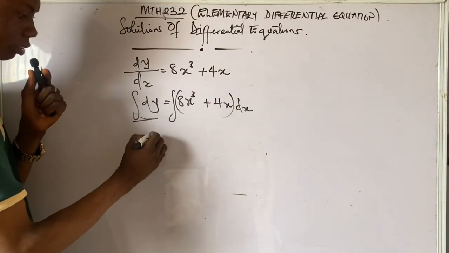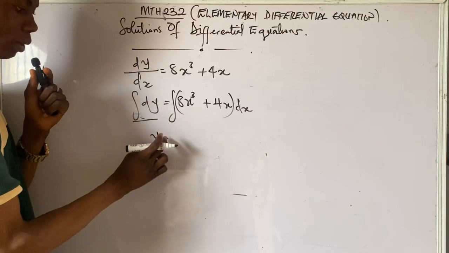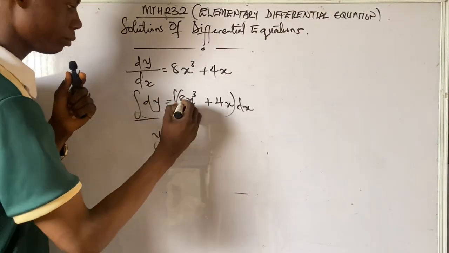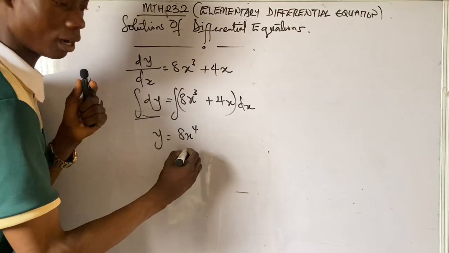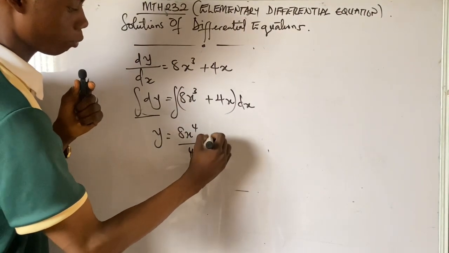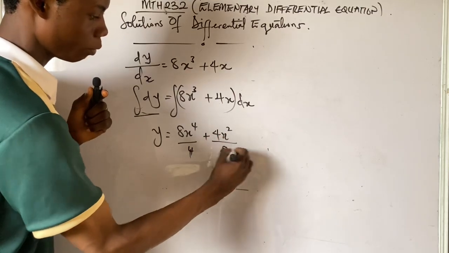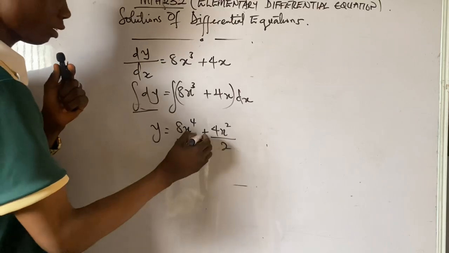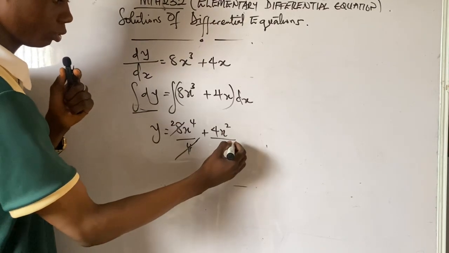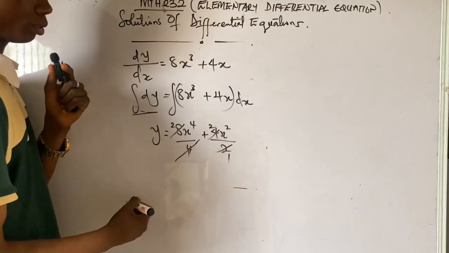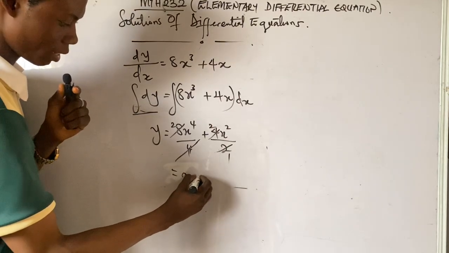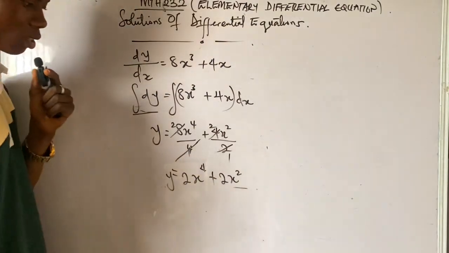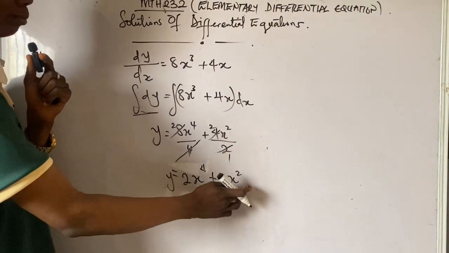So the integration is here. Integral of dy is y. I'm simply writing y instead of doing the integral again. And 8x to the fourth power upon 4 plus 4x to the second power upon 2. That is integration. You can go through that later. So 8 over 4 is 2, and 4 over 2 is 2. That is equal to 2x to the fourth power plus 2x to the second power. Y equals this.